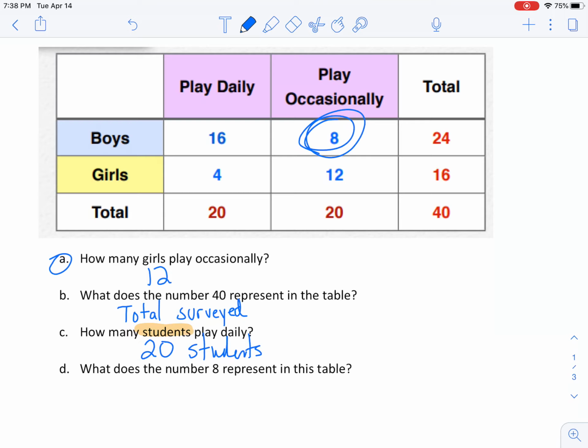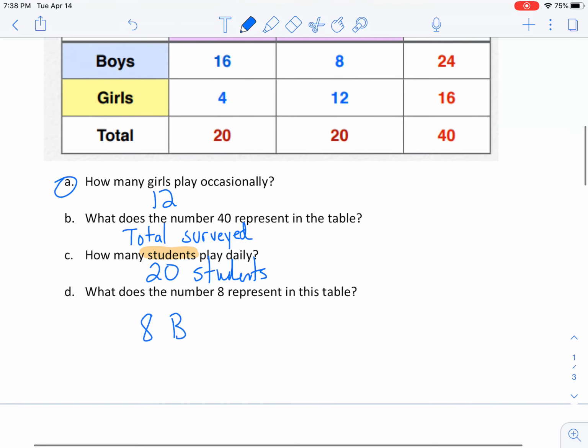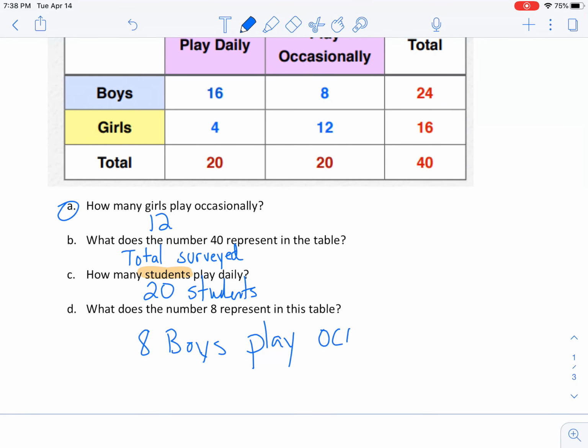And what does the number 8 represent? Okay, so we have this number 8 up here. And if you look, it coincides with boys and play occasionally. So 8 boys play Dungeons and Dragons occasionally.